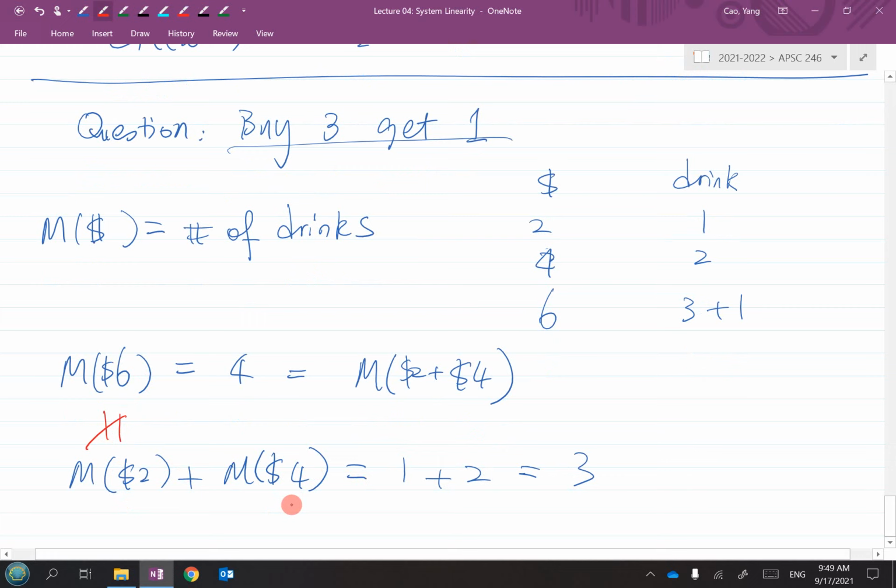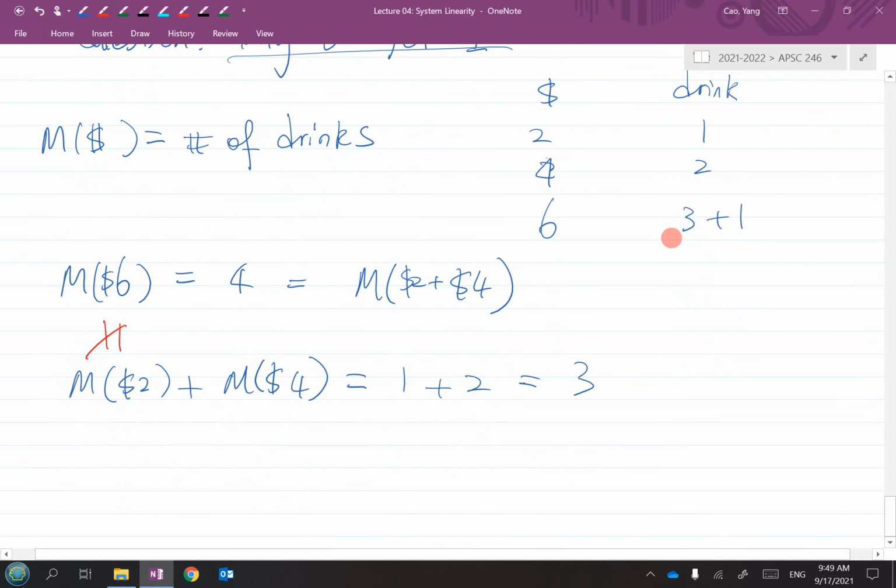That essentially, what does it tell you? Which property is not satisfied? Additive property is not satisfied. So now you can see additive is not satisfied. Hence, the system is nonlinear. Okay? That's a very simple demonstration. You don't even have to have an expression for the system.